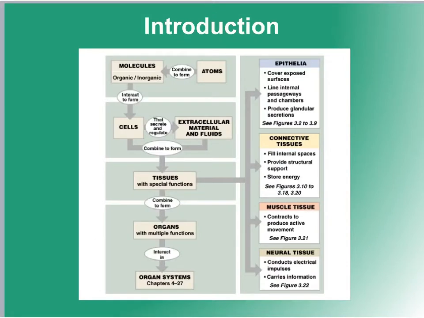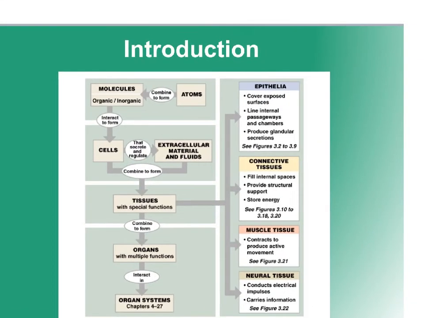So as a reminder, let's look at our hierarchy of organization. We know that atoms come together to make molecules. Molecules come together to create the organelles, the little organs inside of a cell. And those come together to create a fully functioning working cell. And cells come together to make tissues. So far, we've covered connective tissue, and today we're going to cover epithelial tissue.